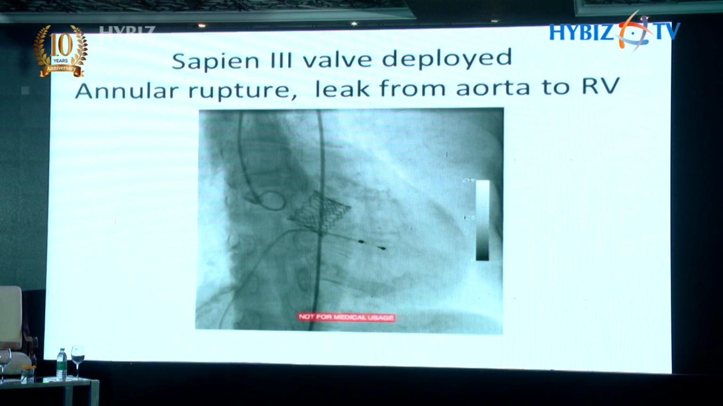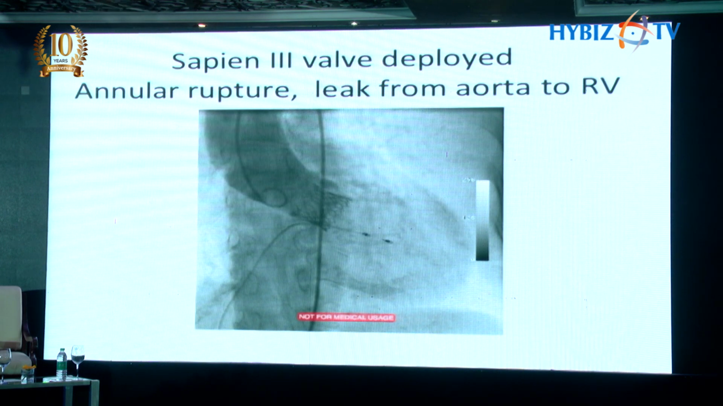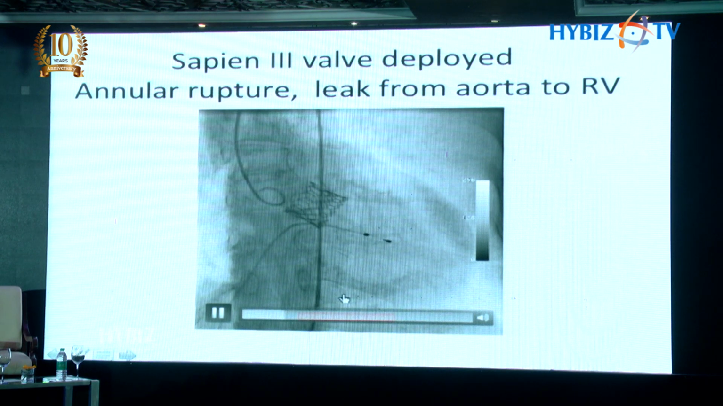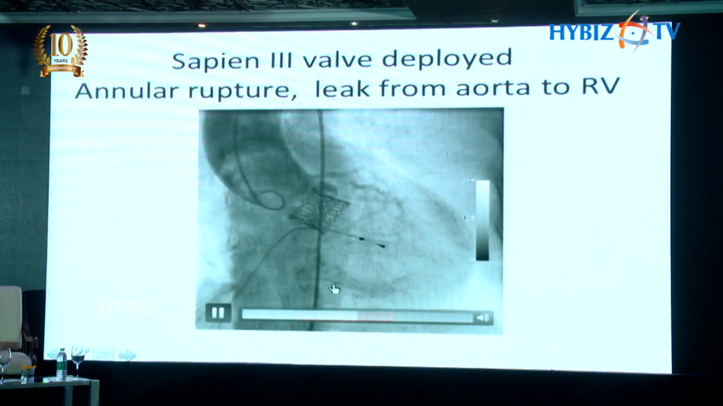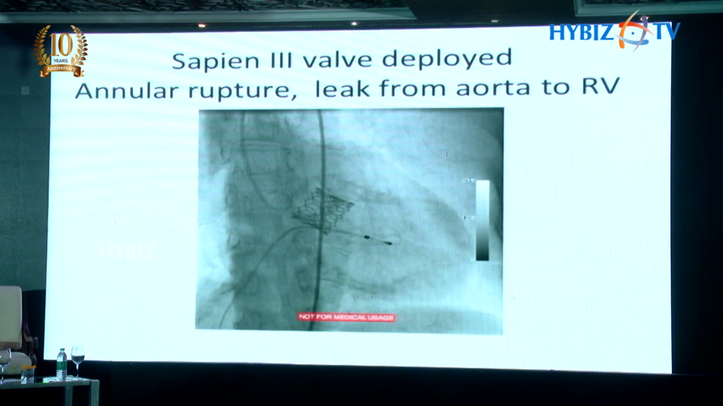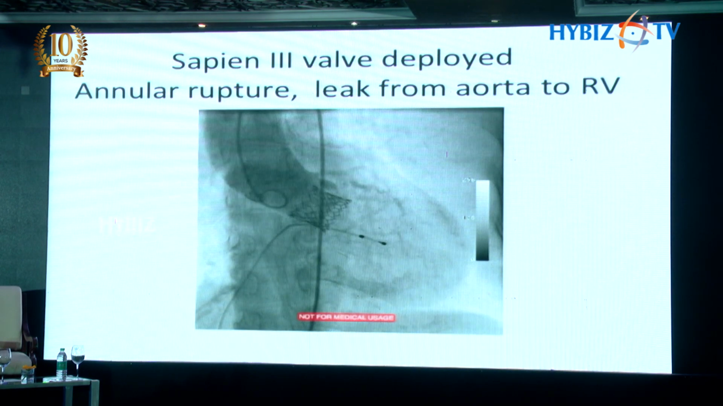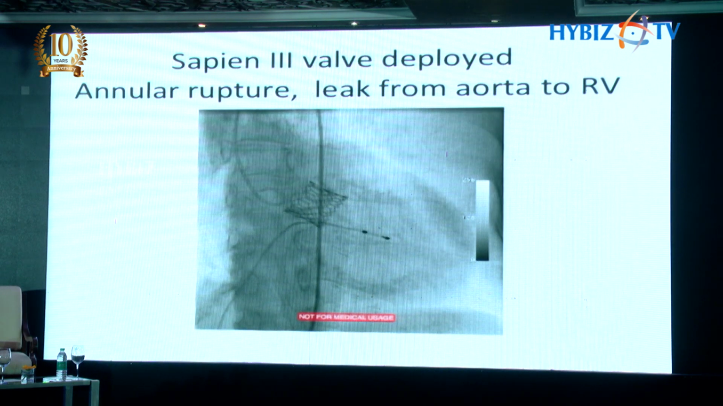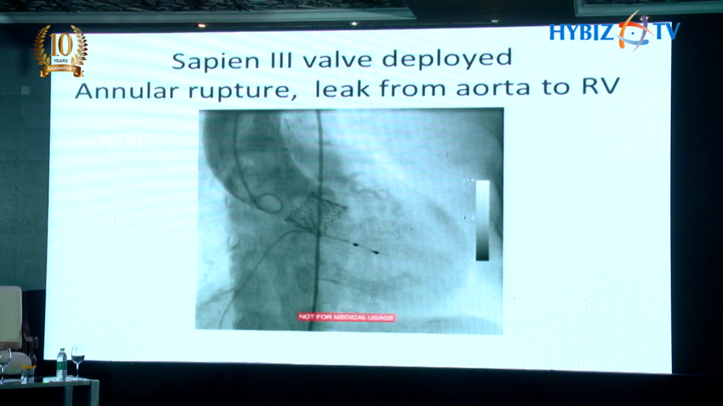A Sapien valve is in place, there is an annular rupture, and this annular rupture is now leaking from the aorta into the left ventricle. Nowadays in the era of minimalistic TAVR, not too much imaging is done. There is no on-site transesophageal echocardiogram. Very often you have to go for just a simple transthoracic and identify.